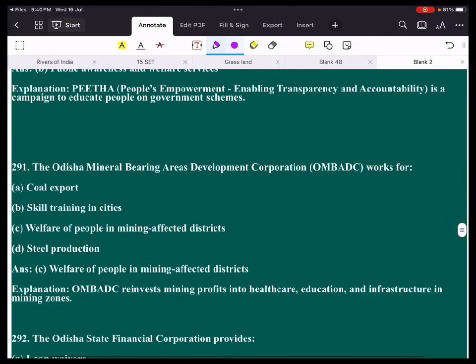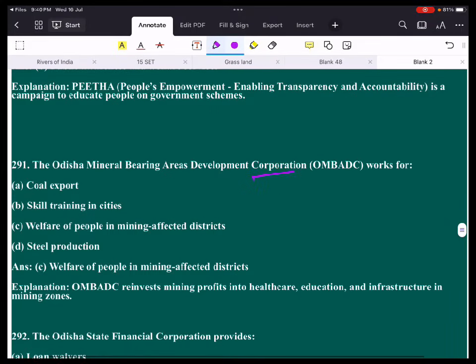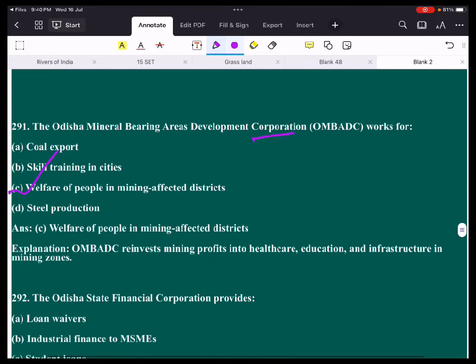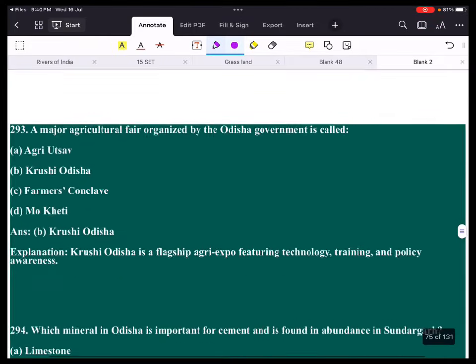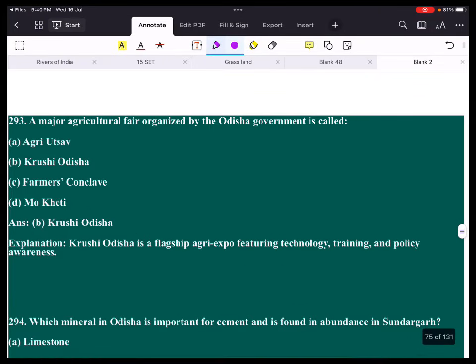The Odisha Mineral Bearing Area Development Corporation works for the welfare of people in mining affected districts. Option C. The Odisha State Financial Corporation provides industrial finance to MSMEs. Option B. A major agriculture fair organized by the Odisha government is called Krushi Odisha. Option B.